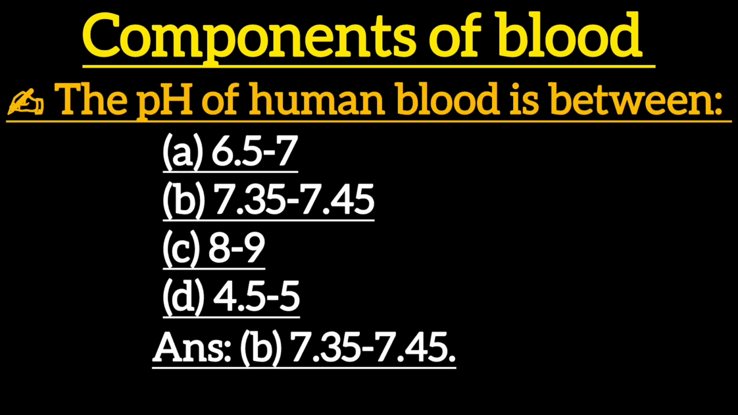Next one is the pH of human blood is between option A 6.5 to 7, option B 7.35 to 7.45, option C 8 to 9, option D 4.5 to 5. Correct answer is option B 7.35 to 7.45.